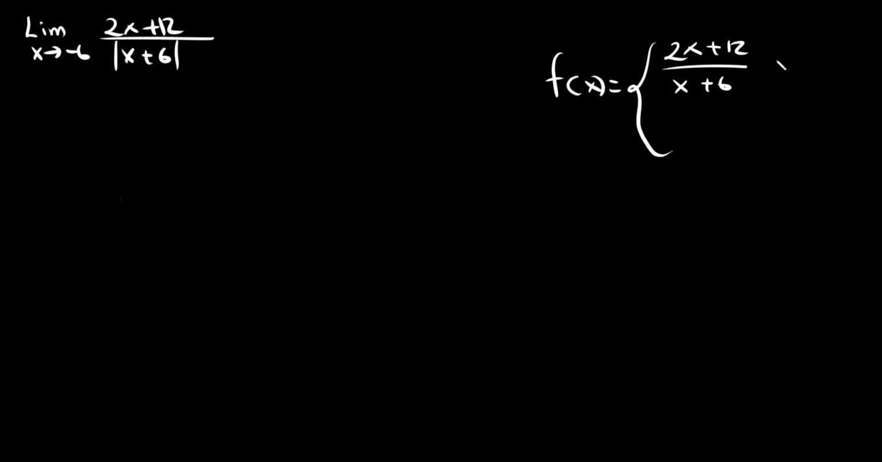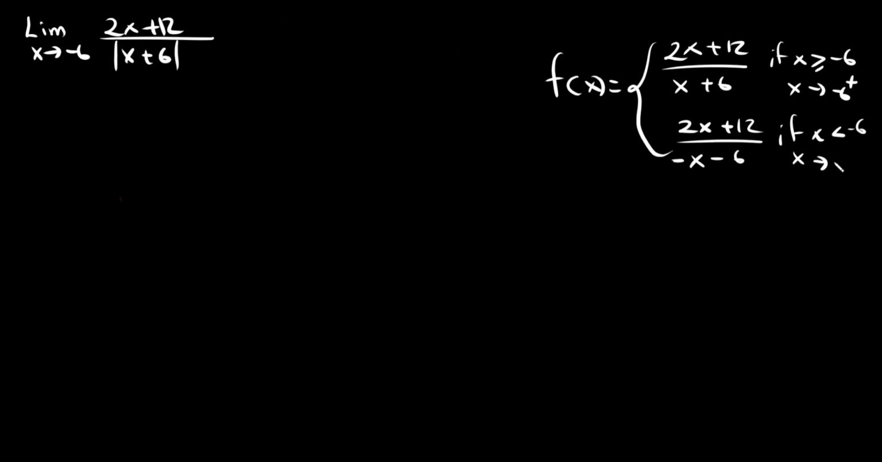And x plus 6 is positive when x is bigger than or equal to minus 6. And in my denominator, this is going to be equal to minus x minus 6 if x is smaller than minus 6. So this is from when x is approaching minus 6 from the right, and this is when x is approaching minus 6 from the left.